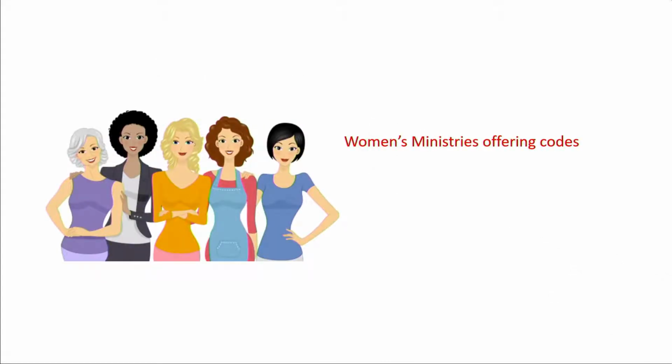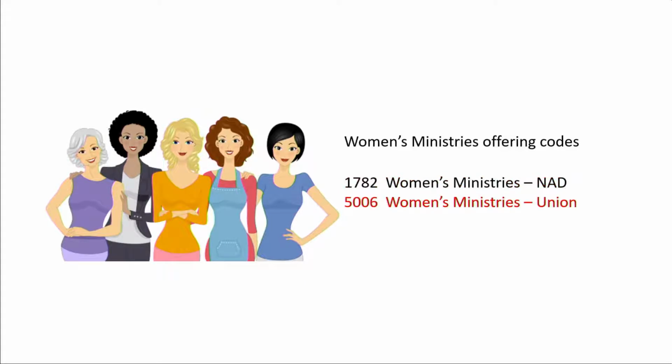Take Women's Ministries, for example. North American Division Women's Ministries has a code, and it is 1782. There's a Union Women's Ministries code. It is 5006. Georgia-Cumberland Conference Women's Ministries code is 7220.